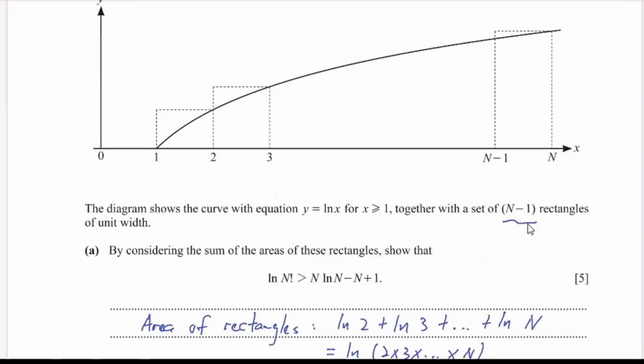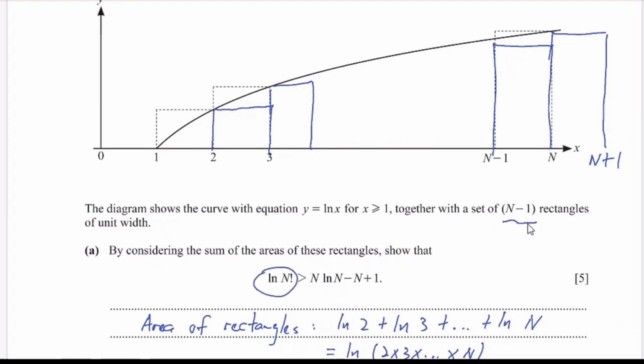In our case here, the rectangles shouldn't be changed. They are still the same set of rectangles, but what happens in part B is that we could push the rectangles to the right by 1 unit. Once we push the rectangles to the right by 1 unit, our rectangles will look like this already, and they will go up until n plus 1. Again, the area of the rectangles is given by ln n factorial. So ln n factorial is unchanged, but we are comparing it with a different area under the curve.